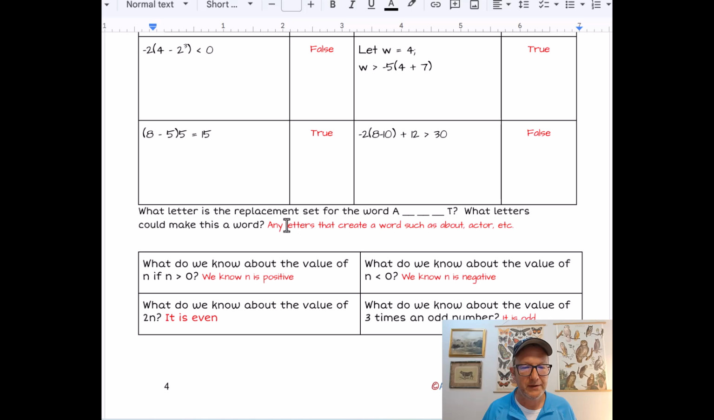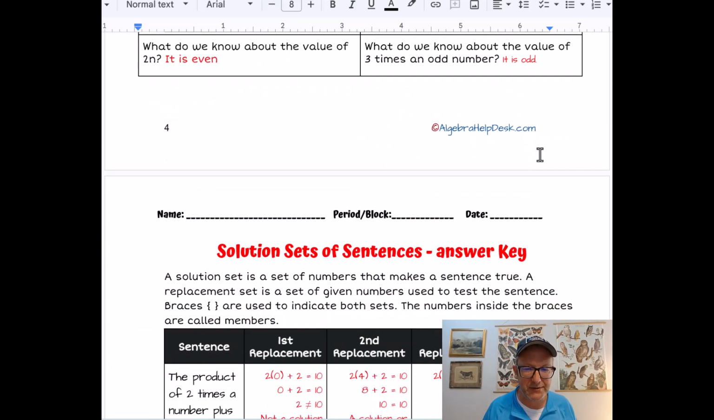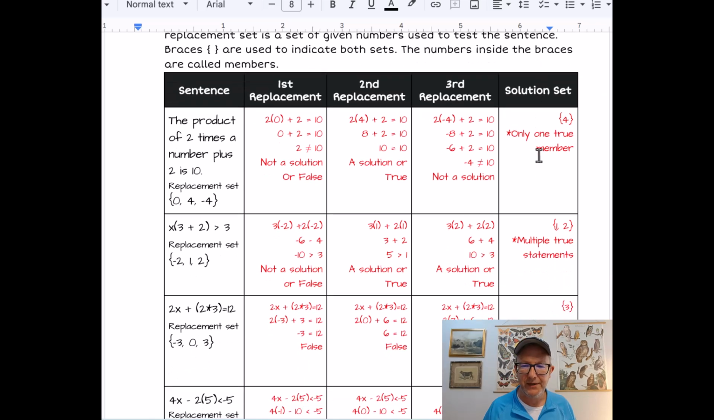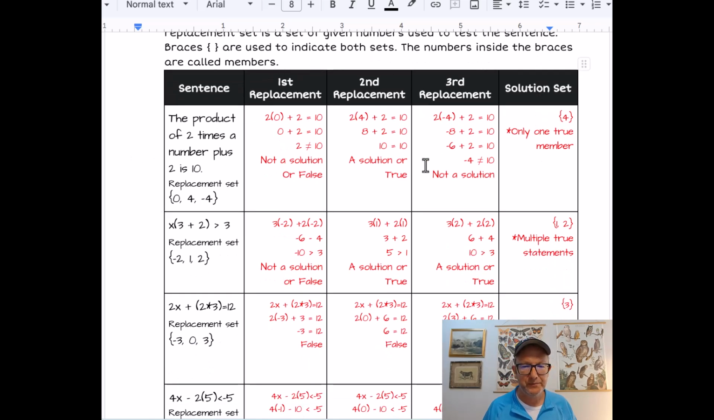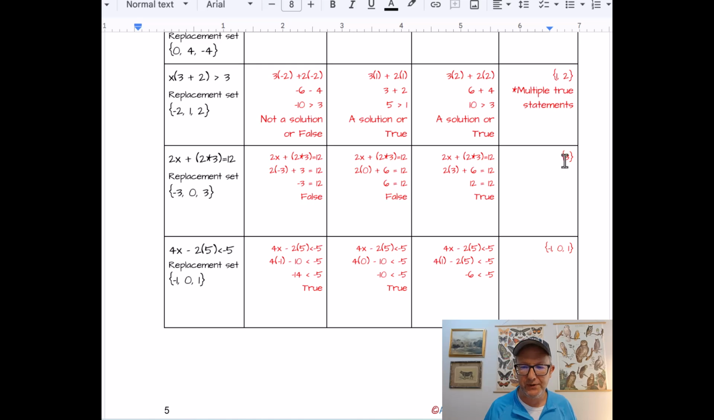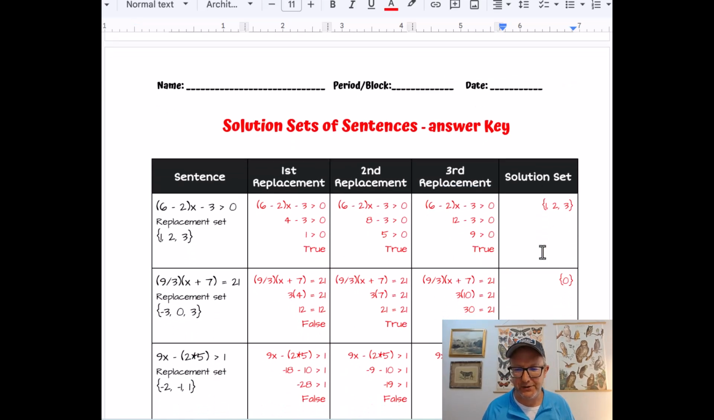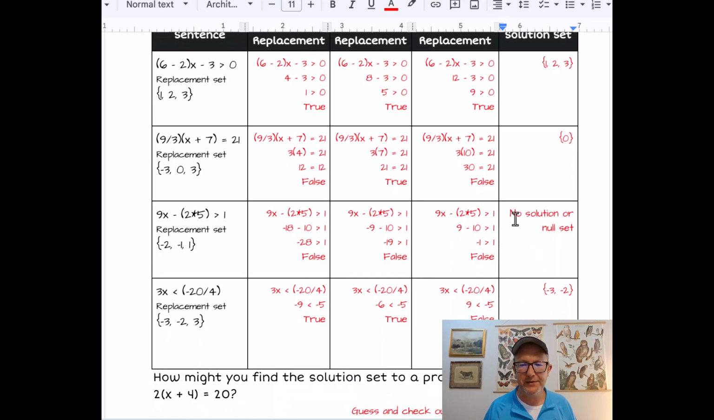So here, any letters that create words such as about, actor, would be correct. So there's probably some more answers there that I couldn't think of. Here's our answer key. So like the solution set, there's only one solution set for the first one. There's multiple. There's one, there's multiple. So once again, the solution set, that's just your correct answers. This is a fun one here.